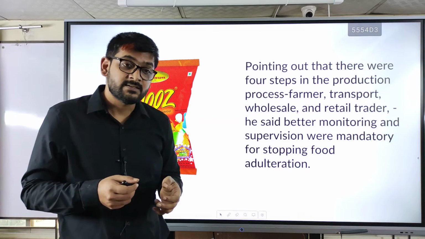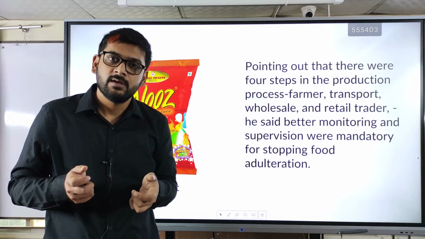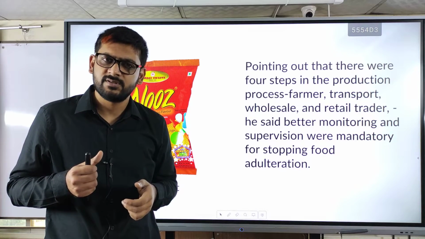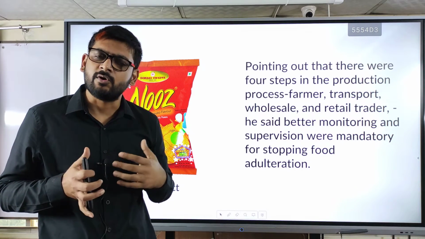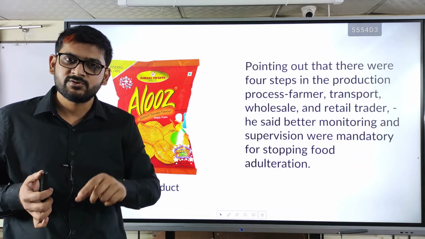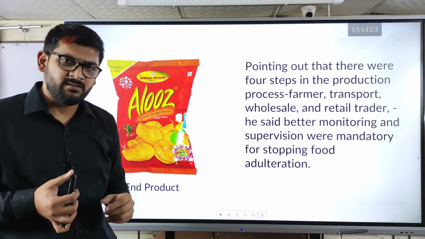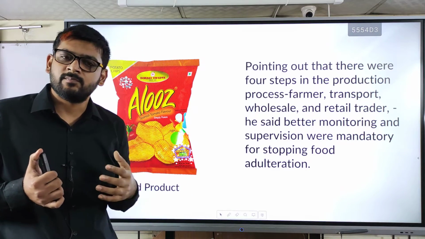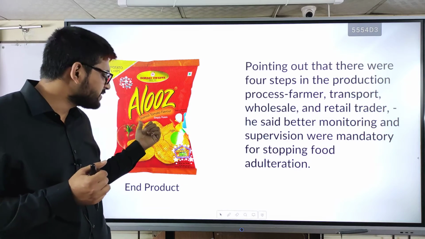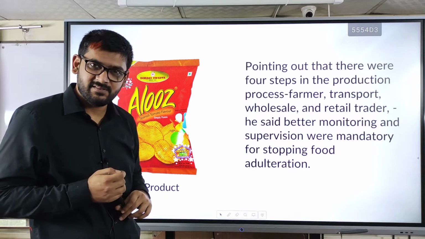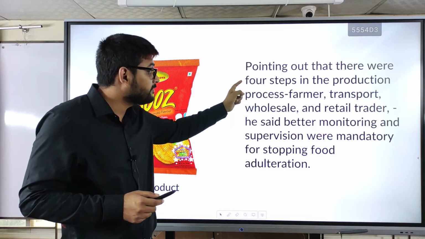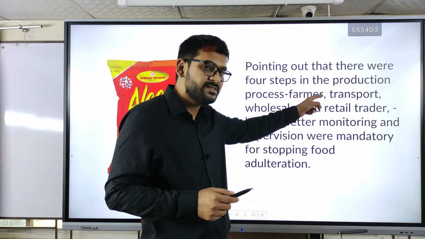You may see that the chips you have bought from the shop are faulty, not smelling good, maybe rotten or something. So what do you do? You generally go to the store you bought from, but the store owner has nothing to do with producing a packet of chips. So where was the problem? The problem is in any of the production steps.